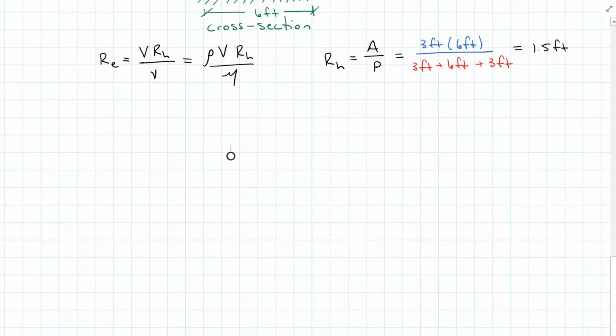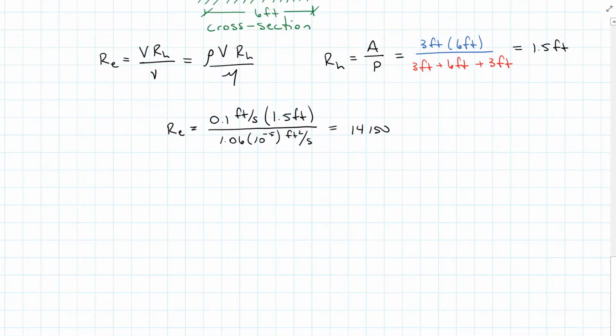which means my Reynolds number is going to be the velocity of 0.1 feet per second times 1.5 feet, and then looking up the kinematic viscosity in the back of the book, I get 1.06 times 10 to the negative fifth feet squared per second, which is equal to 14,150 for my Reynolds number. This is far greater than 500. This is definitely turbulent flow.